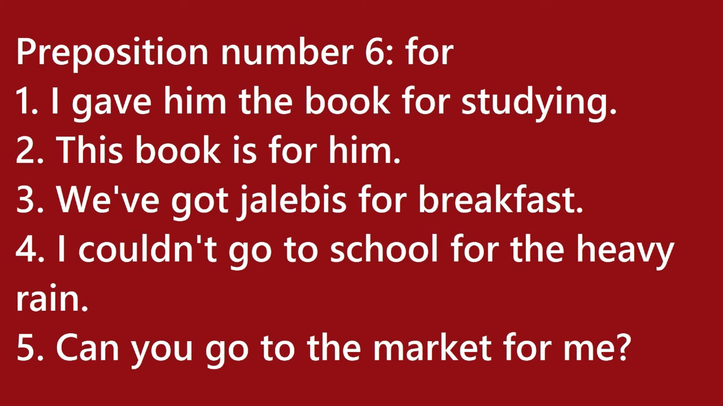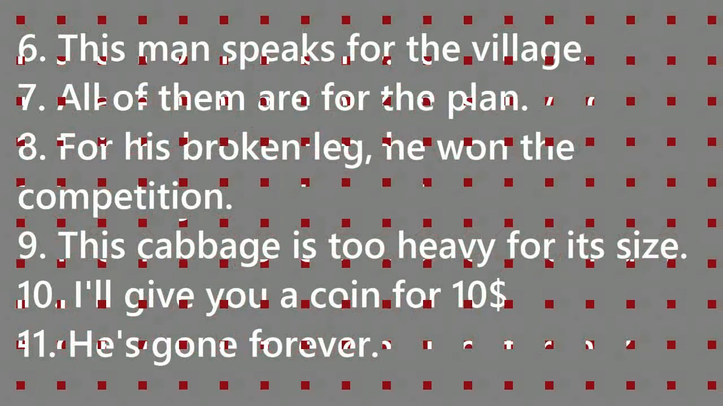I couldn't go to school for the heavy rain. Now for is also used for because of. Here in sentence number 4, I couldn't go to school for the heavy rain, it means because of. So one of the meanings of for is because of. Can you go to the market for me? Now here it means instead of me, in place of me. So this is again one of the uses of for.